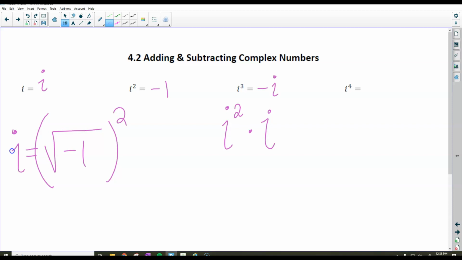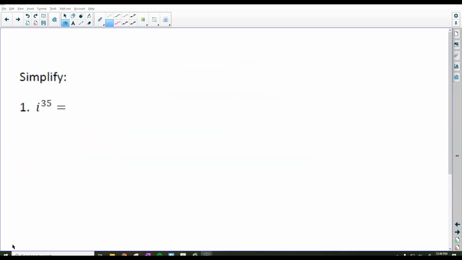Oh, my favorite one. i to the 4th. Oh, what were we dividing by where I said it didn't change? We always divide by 4. Let me show you why. So remember, i to the 4th is the same exact thing as i squared being squared again. Remember, you multiply them. What's i squared again? -1. Yeah, what's -1 times itself? +1. i to the 4th is +1.